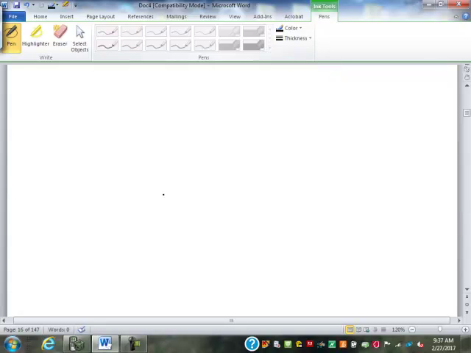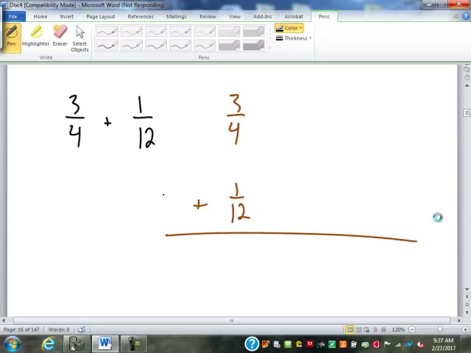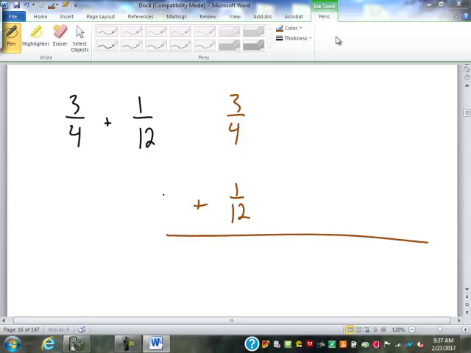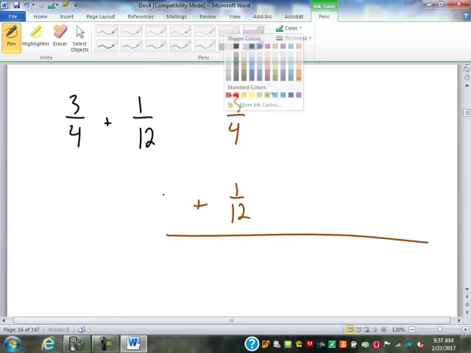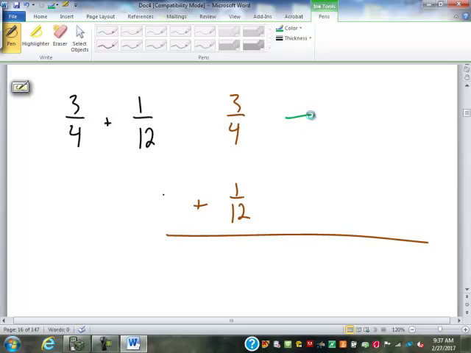We might have something like this. 3/4 plus 1/12. What's my common denominator going to be? 12. Yes, bless you. Sometimes one of the denominators is the common denominator. If one of the numbers divides into the other one, then that larger one is the common denominator.